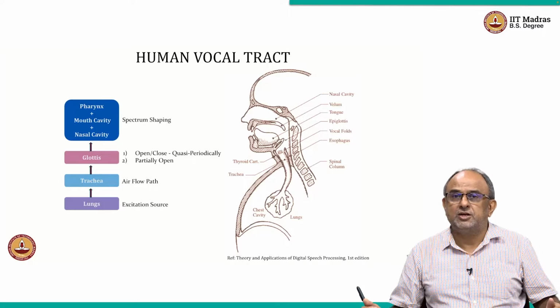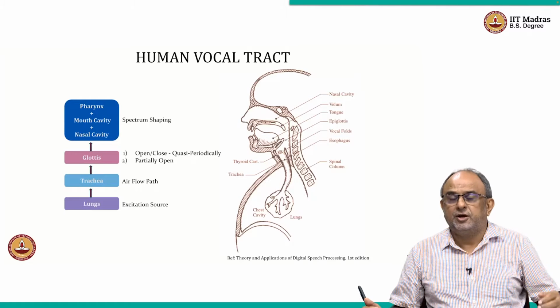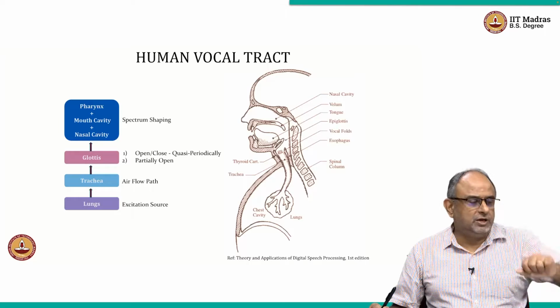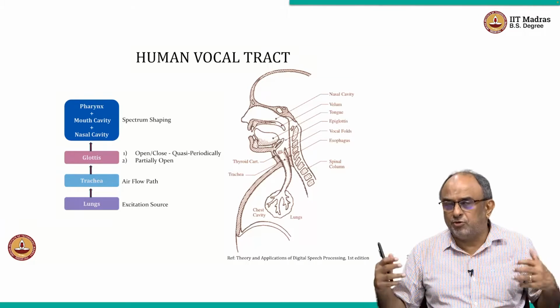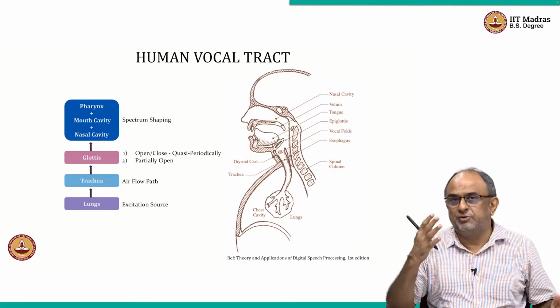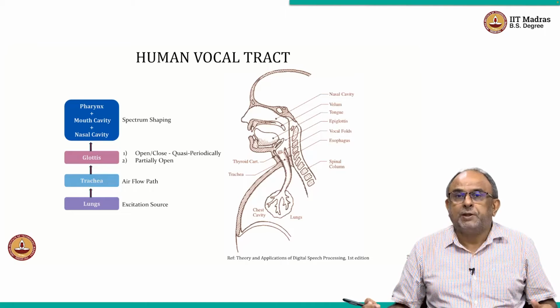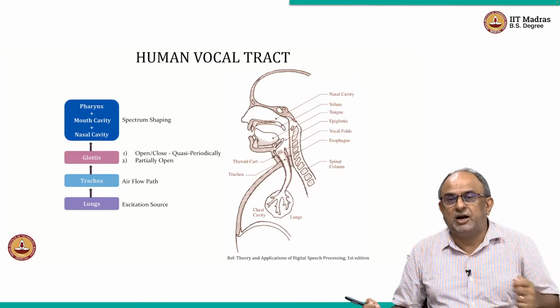Do you want to go for lunch? Shall we go for lunch? It's lunchtime. I can say so many things, all conveying the message of shall we go for lunch. So these are the different things that we do. But the physical speech signal, how is it produced?